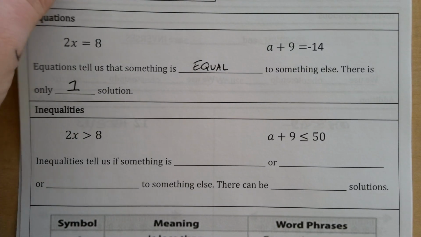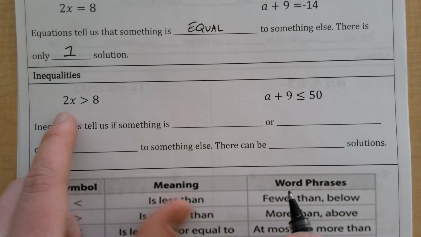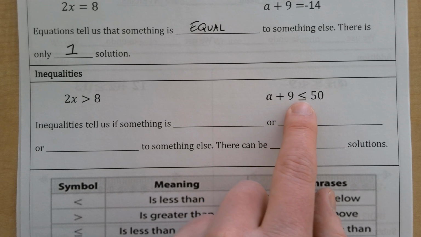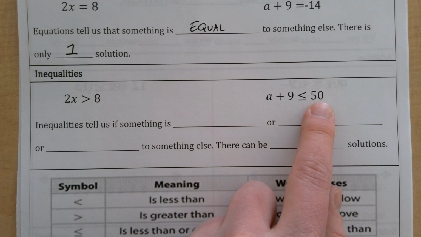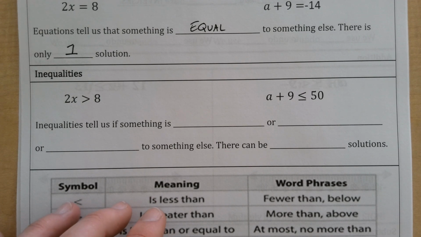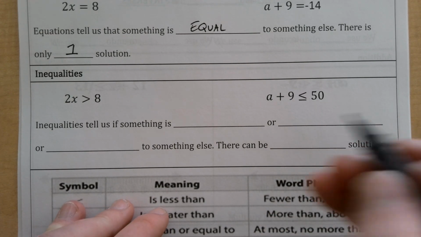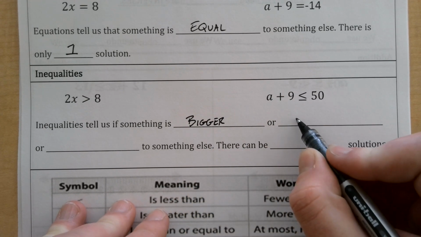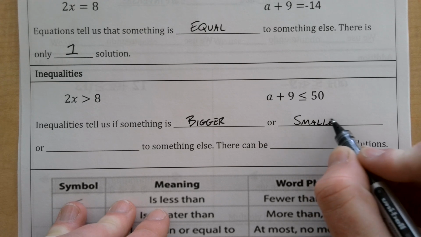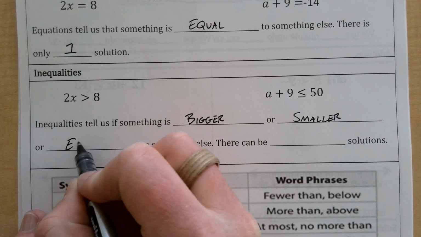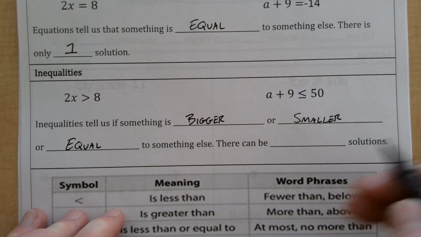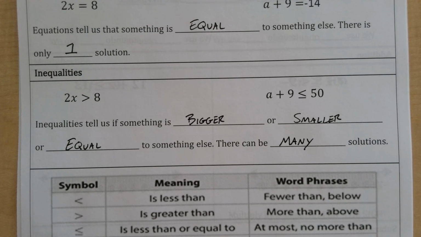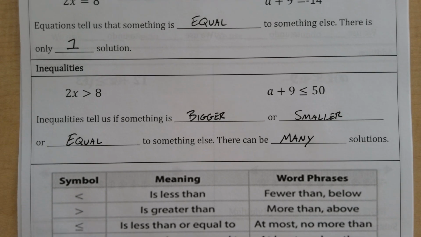Inequalities, on the other hand, don't really work that way. Here we have 2x is greater than 8, or a plus 9 is less than or equal to 50. Inequalities tell us if something is bigger or smaller or equal to something else. There can be many solutions. So inequalities can have more than one possible solution that makes it true.